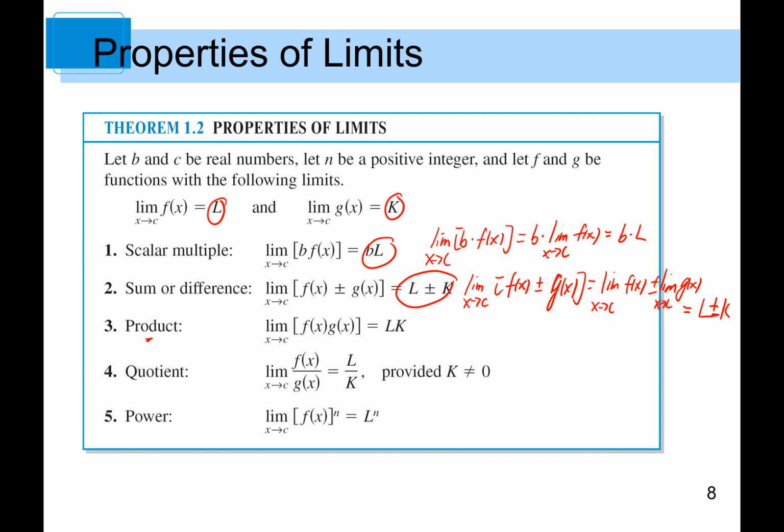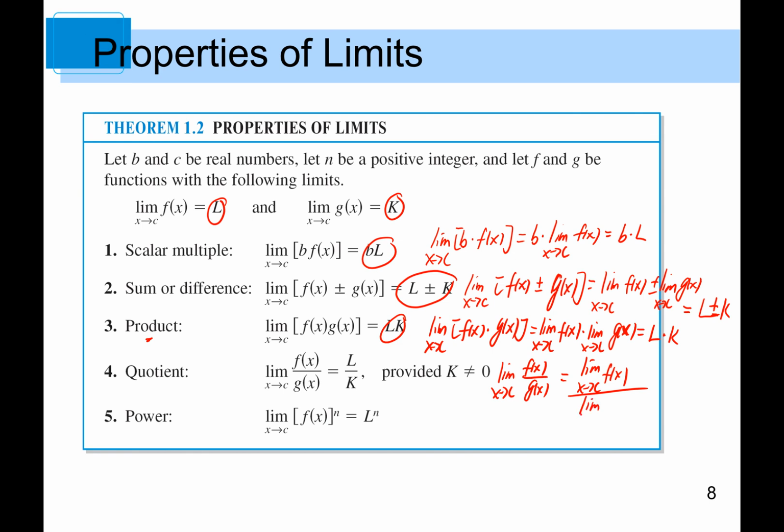And the product, the limit as x approaches c for f of x times g of x. You can separate into two different limits and multiply them: the limit as x approaches c for f of x times the limit as x approaches c for g of x. Then it becomes L. The limit for f of x is L, the limit for g of x is k. So L times k. Similarly for the quotient, right? You can just separate into two limits, one on top, one on bottom. So the limit as x approaches c for f of x on top divided by the limit as x approaches c for g of x, and it becomes L over k. Okay, that's the same thing.